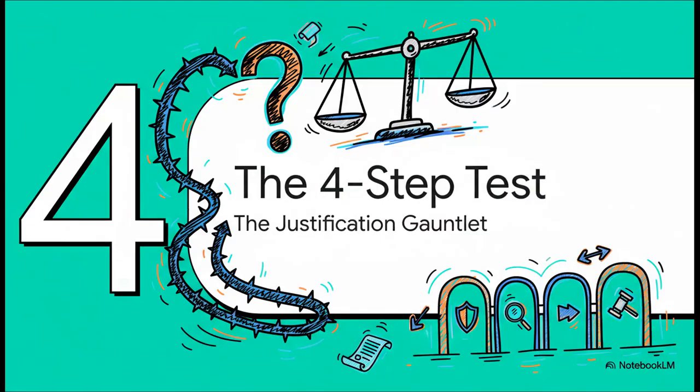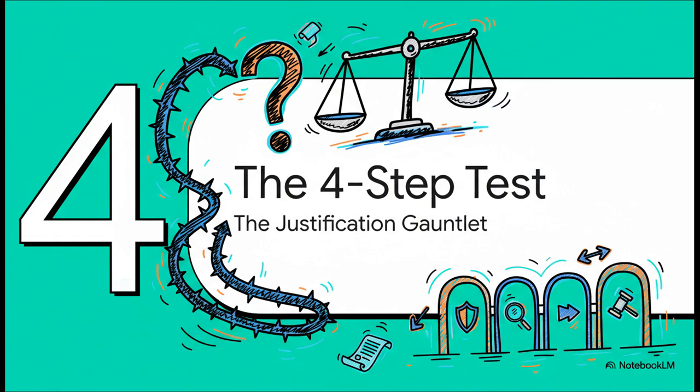Okay, so if we've established that a qualified right has been interfered with, the government now has to justify it. And to do that, the law has to survive what's known as the 4-step proportionality test, laid out in the huge Hysan case.